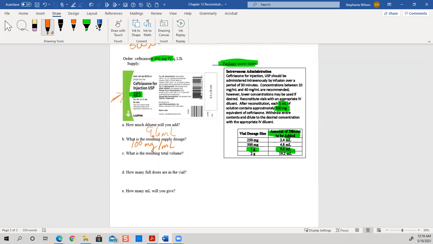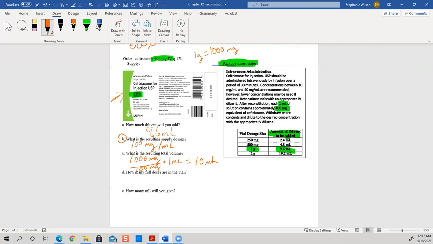So again, we need to come back up here, right? Look at it. Well, the total volume in this container is 1 gram, and we're working with milligrams. So let's just go ahead and convert that 1 gram. We know for every 1 gram, it equals 1,000 milligrams, right? So 1,000 times 1 is just 1,000 milligrams. So I'm going to divide that by my resulting 100 milligrams, times that 1 milliliter of the resulting supply. And this gives me 10 milliliters.